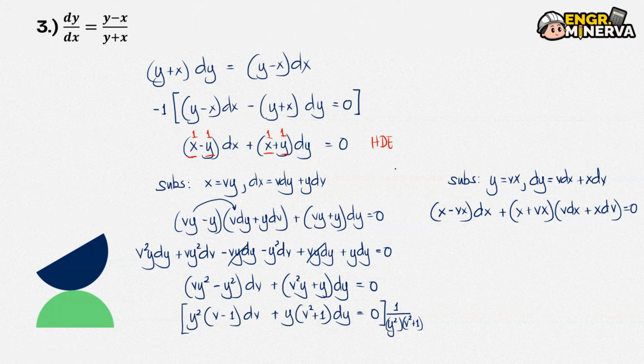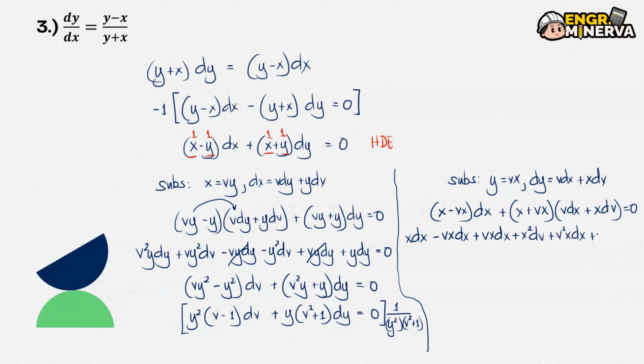Distribute. Okay, I'll put a barrier here. Distribute, that would be x dx minus vx dx plus, okay, FOIL method, vx dx, x squared dv, v squared x dx, and lastly, we have vx squared dv equals 0. So are there any terms that we could combine or eliminate? Yes, we have this one.